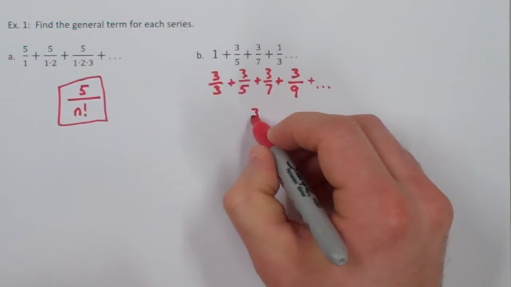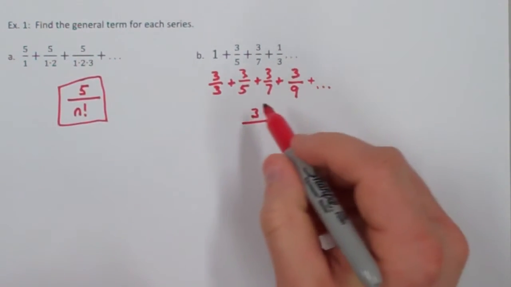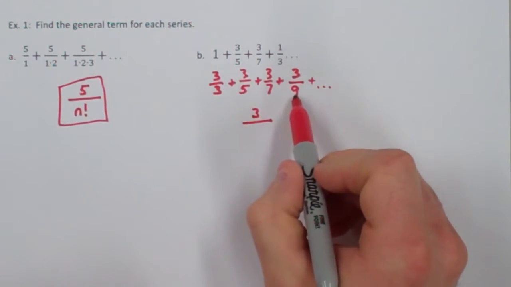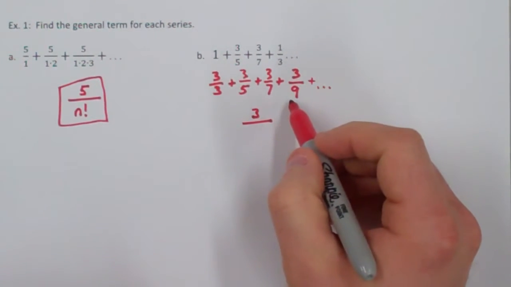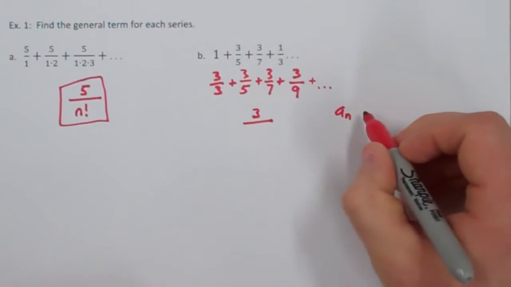So you're going to have a 3 for the general term in the numerator. It's the same. And then in the denominator, we have a nice little arithmetic sequence. If you're having trouble figuring out what this is, you can use your formula for the general term. We're just going to plug that in here.